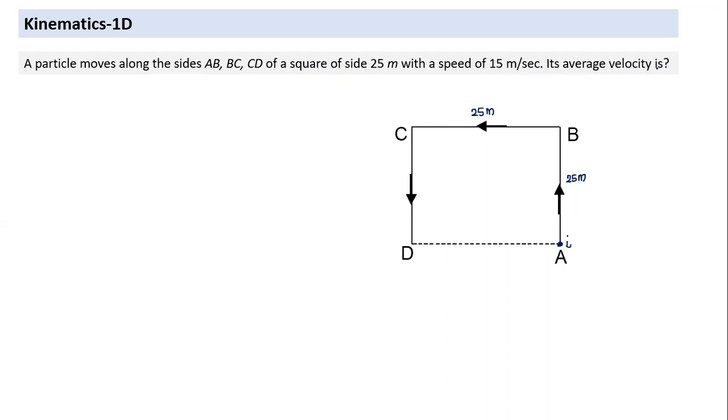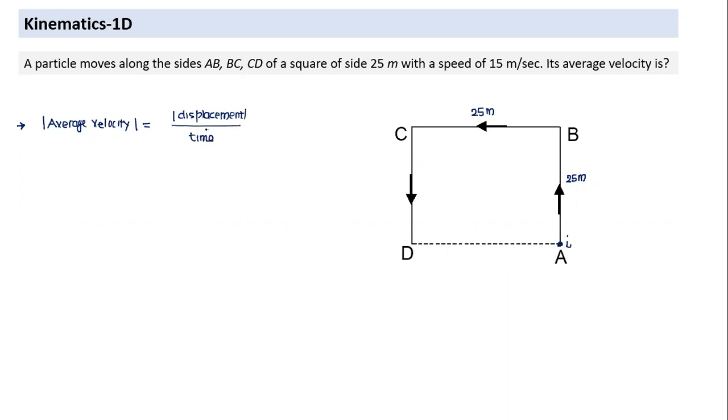What is its average velocity? To find average velocity, we first need to know what average velocity is equal to. We are interested in the magnitude only. So the magnitude of average velocity is equal to magnitude of displacement divided by time.